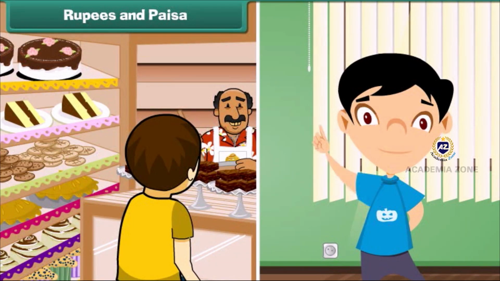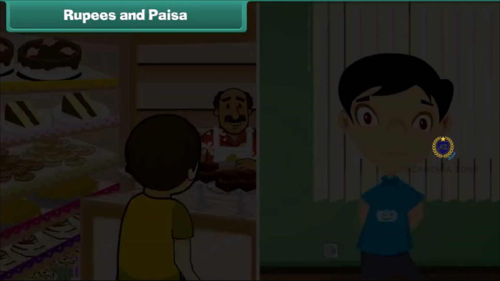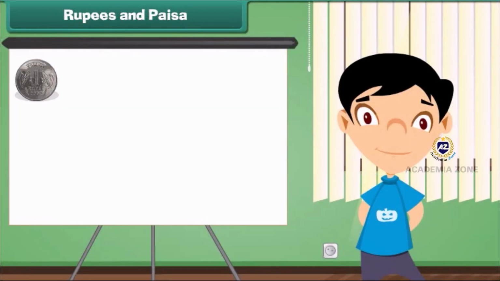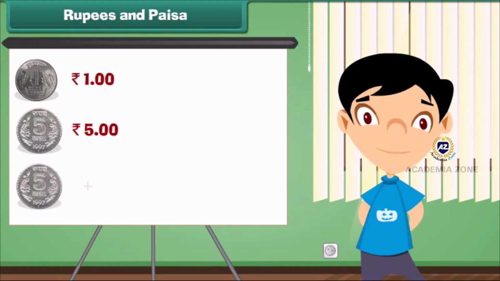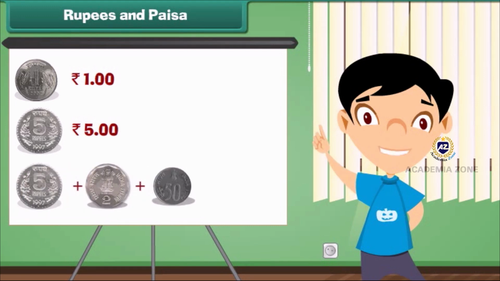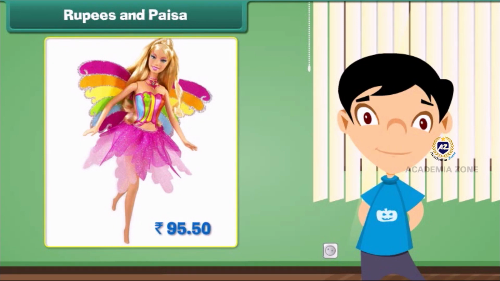When we go to market, sometimes the shopkeeper tells the amount in rupees and paise both. Let me show the correct way to write the price told by a shopkeeper. 1 rupee is written as rupee 1. 5 rupees is written as rupees 5. 7 rupees and 50 paise is written as rupees 7.50.